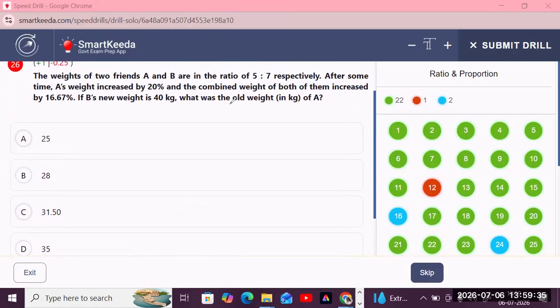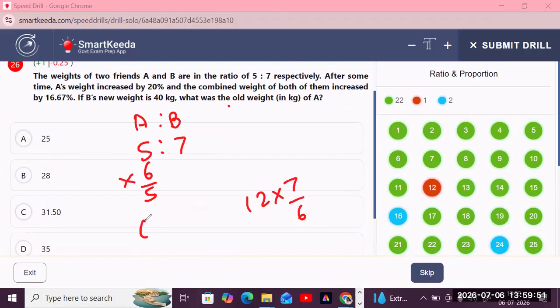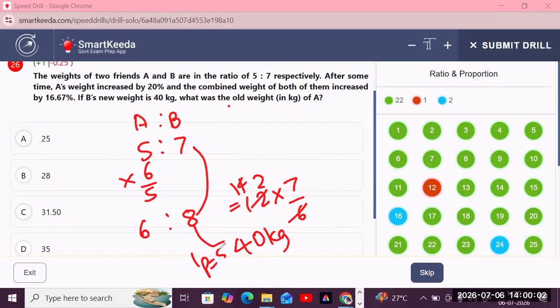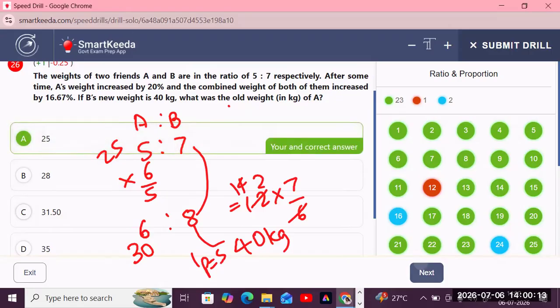The weight of two friends A and B is 5:7. In some time, A's weight is increased by 6/5, and both combined increase was 7/6. This means this one has increased by 6, the total has increased by 14, so this one has increased by 8. If B's new weight is 40 kg, so 1 part is equal to 5, so this is 30 kgs. What was the old weight? It was 25. Next.